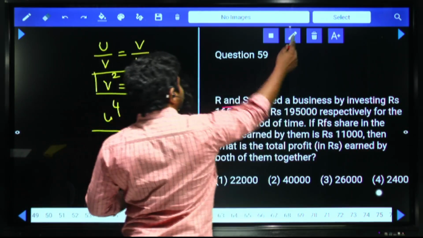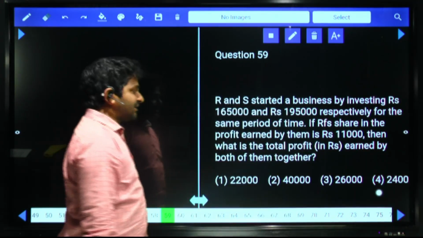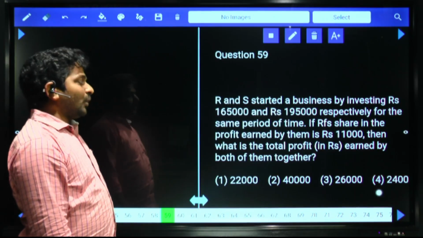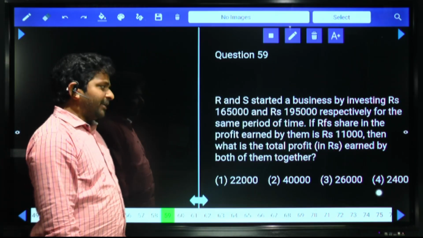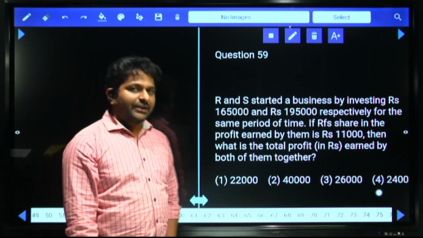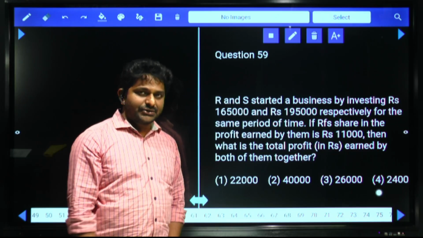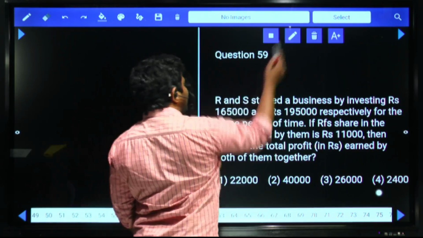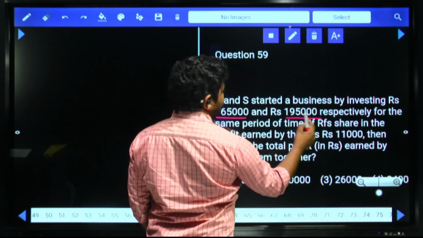R and S started a business by investing 1,65,000 and 1,95,000 respectively for the same period of time. Time period is same. If time period is same, profit sharing ratio should be equal to investment ratio. Time same undi kabatti ఏ రేషియోలో ఇన్వెస్ట్ చేస్తే అదే రేషియోలో ప్రాఫిట్ తీసుకోవాలి.